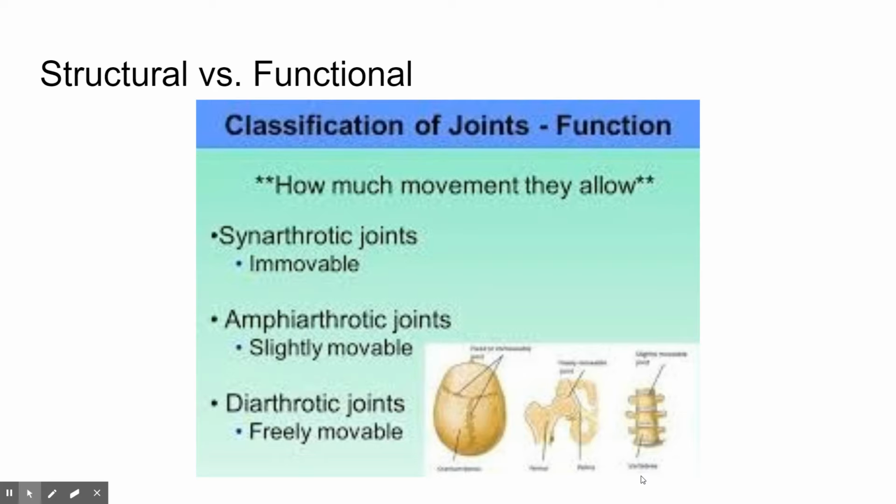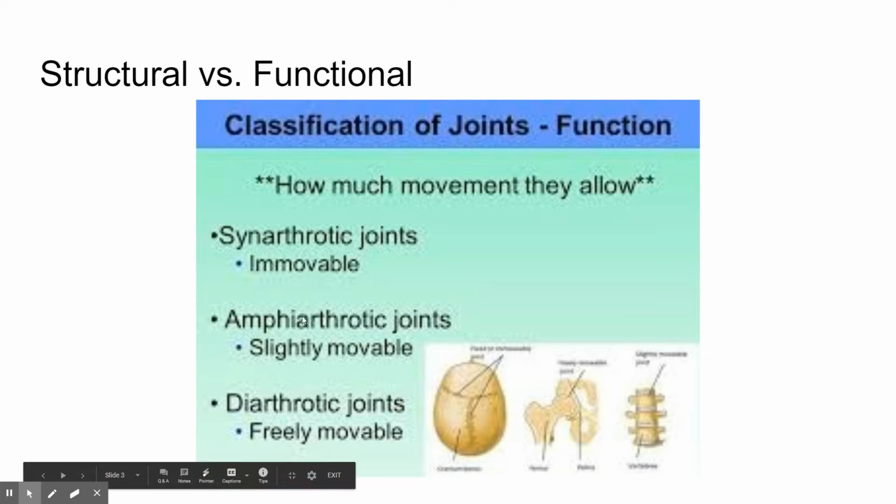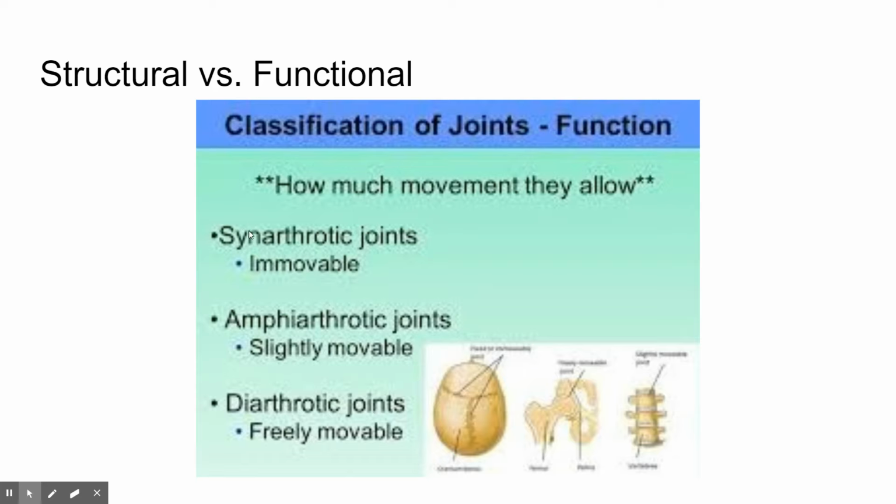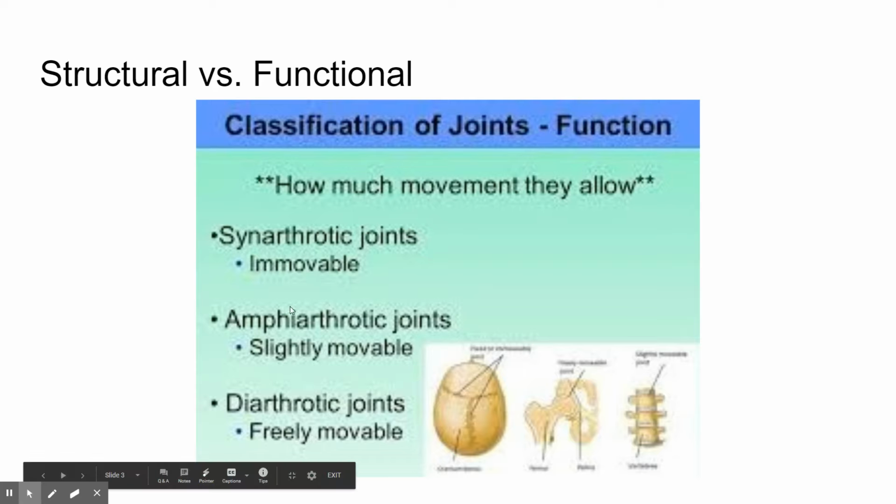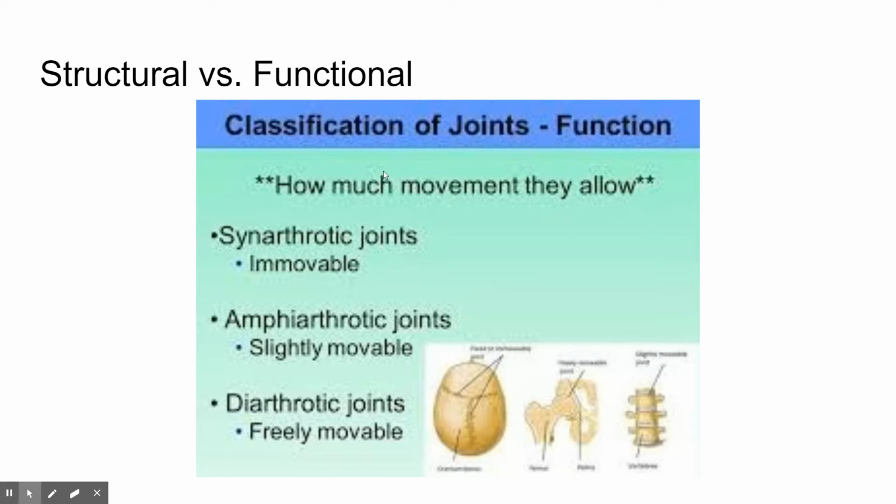And so we'll go over the functional classifications first because we'll just mention them here and then not talk about them again. The majority of this video will be spent looking at structural joints. So the functional classifications are synarthroses or synarthrotic joints, amphiarthrotic joints, and diarthrotic joints. And again, these are functional. How much movement do they allow?